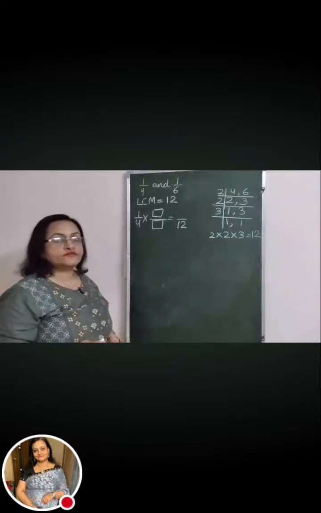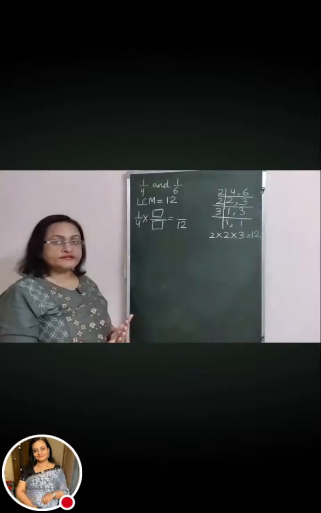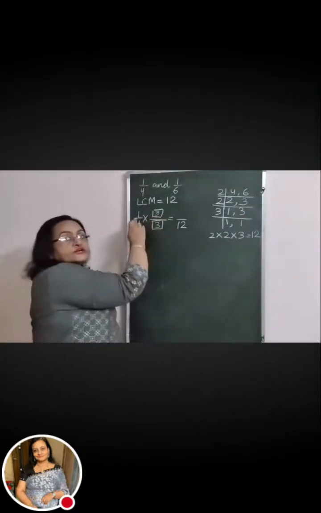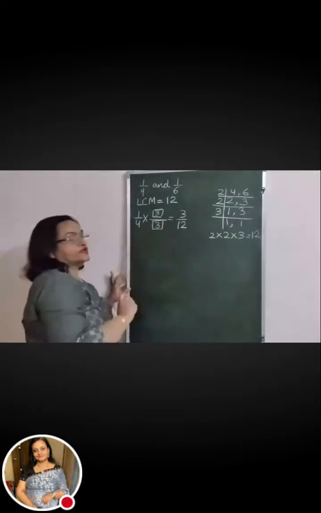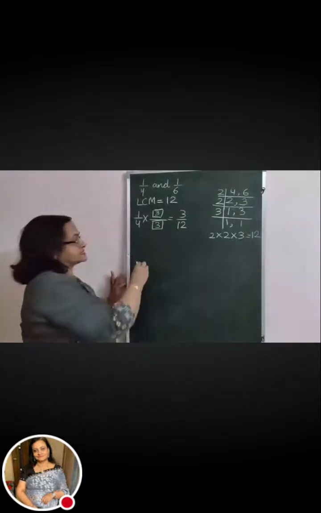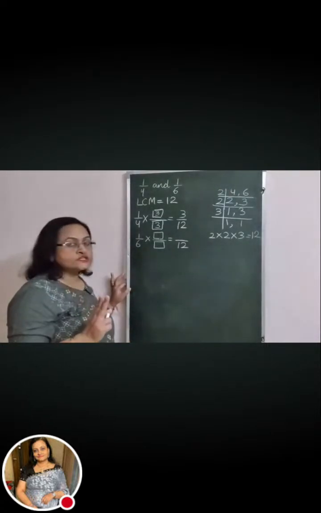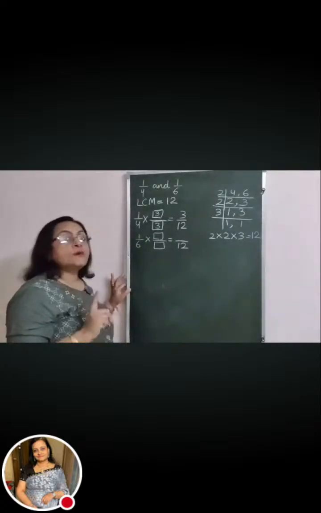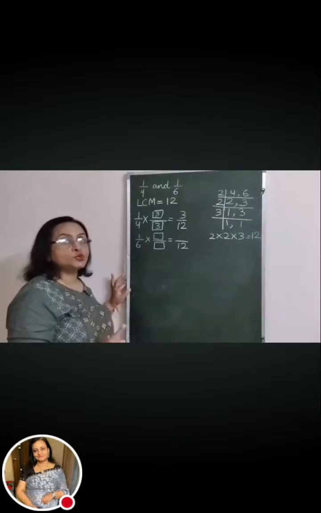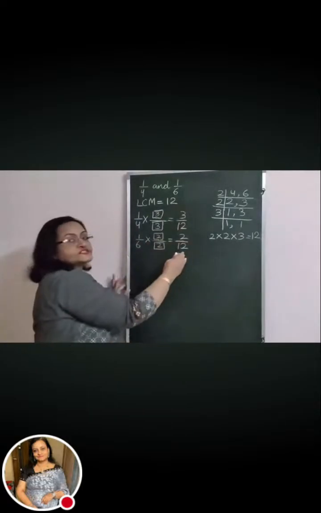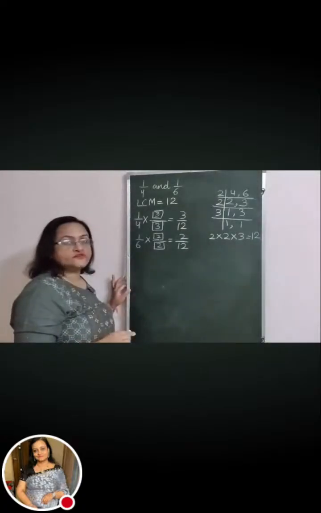4 3s are 12. So we will multiply numerator and denominator both by 3. Now 3 1s are 3 and 3 4s are 12. Next we will take 1 by 6. Now by which number 6 should be multiplied that we get 12 as denominator? 6 2s are 12. That means we will multiply numerator and denominator both by 2. 2 1s are 2. 2 6s are 12. So this way we have changed them into like fractions.